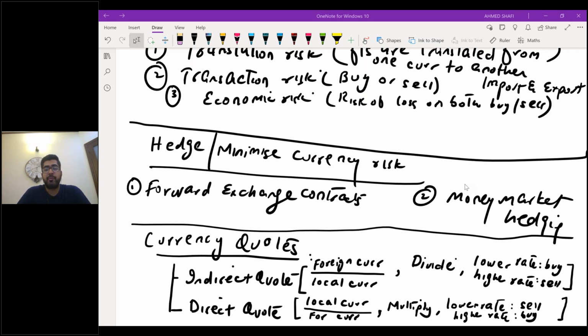Before starting the questions, you must have detailed knowledge about quotes. There are two types of quotes, one called indirect quote and one called direct quote. You must memorize the rules of all of them. Indirect quote is where foreign currency comes in numerator, local in denominator. You divide to convert. Lower rate is buying, higher rate is selling. And direct quote is where local currency comes in numerator, foreign currency in denominator. You multiply to convert, and the lower rate is selling, higher rate is buying. Now, taking this knowledge of currencies, let's start our question practice.